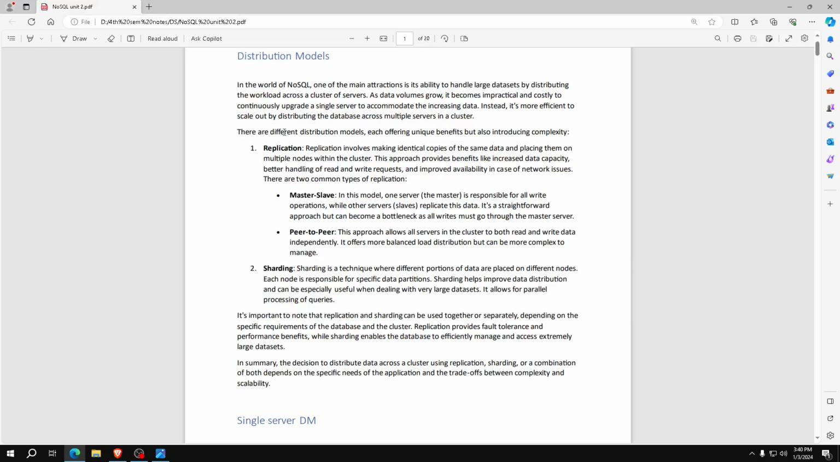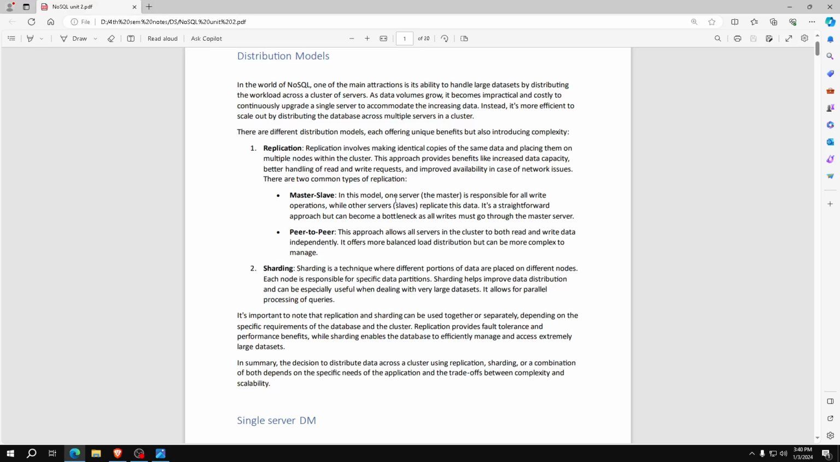So let's talk about the two distribution models. The first one is replication and the second one is sharding. Let's talk about replication first. Replication involves making identical copies of the same data and placing them on multiple nodes within the cluster. This approach provides benefits like increased data capacity, better handling of read and write requests, and improved availability in case of network issues. There are two common types of replication. The name itself suggests that it will have multiple copies of the same data across multiple nodes or multiple servers inside the cluster.